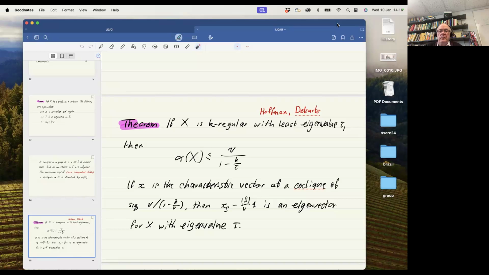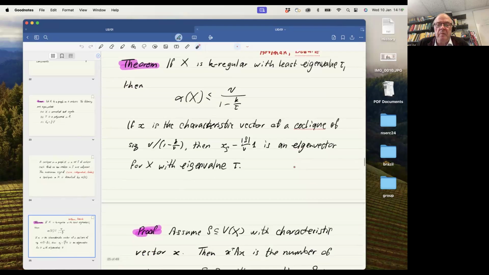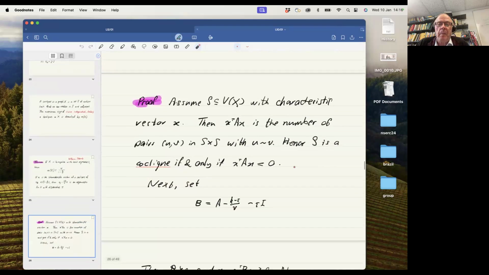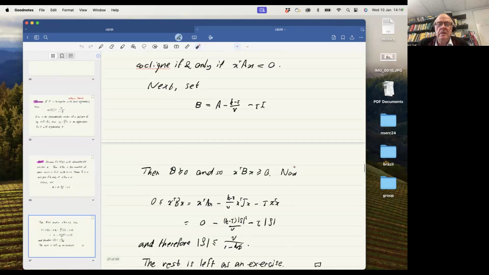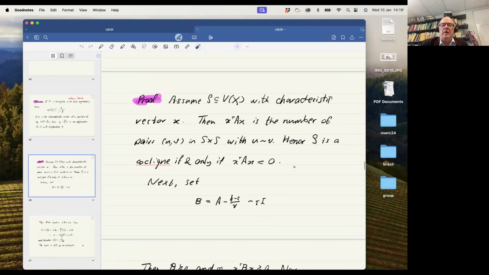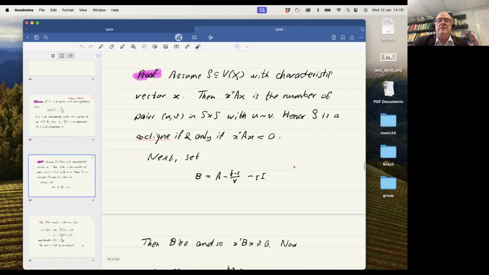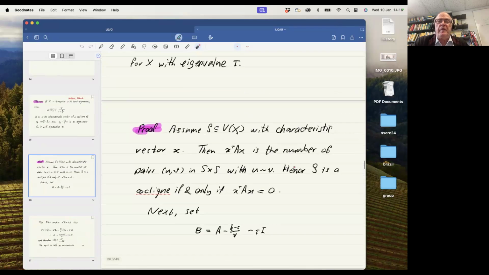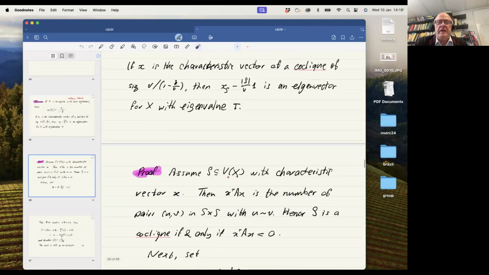Okay. So let me look at the proof. Actually, I think I can do the proof and we'll stop. So I'm assuming I want to prove the bound holds. I'm not going to worry about the eigenvector stuff.